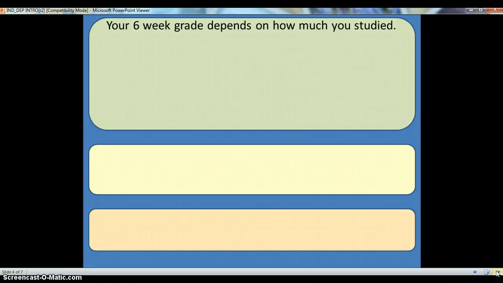All right, let's look at another example. Your 6-week grade depends on how much you studied. Okay, we don't know the 6 weeks grade, so we're going to replace that with a variable, maybe G. We don't know how much you studied, so we're going to replace study with a variable, maybe S. So now it's going to say your G depends on your S.